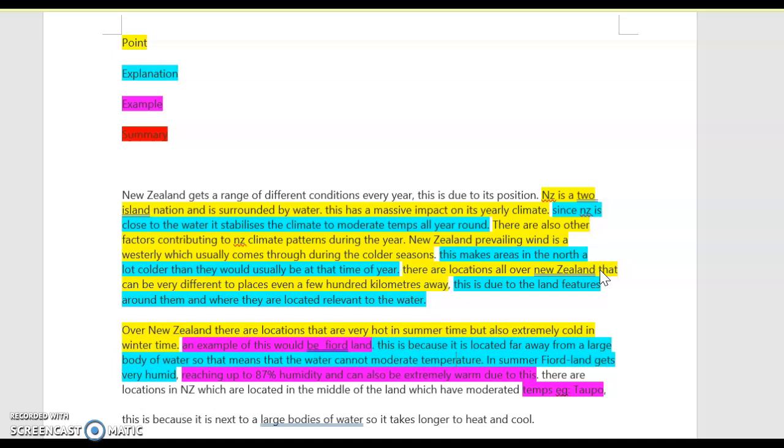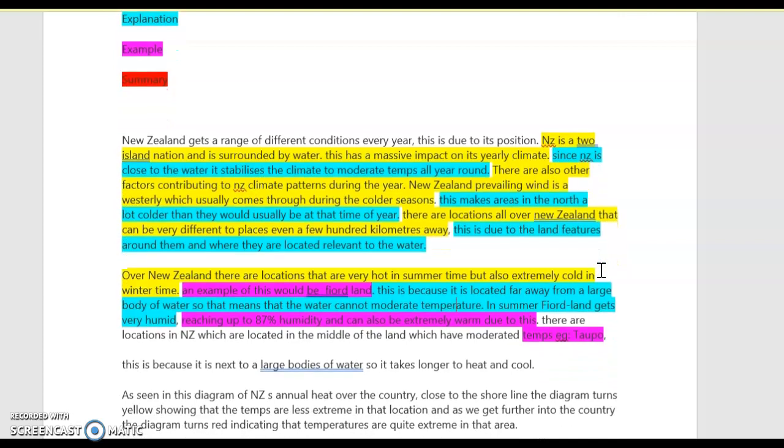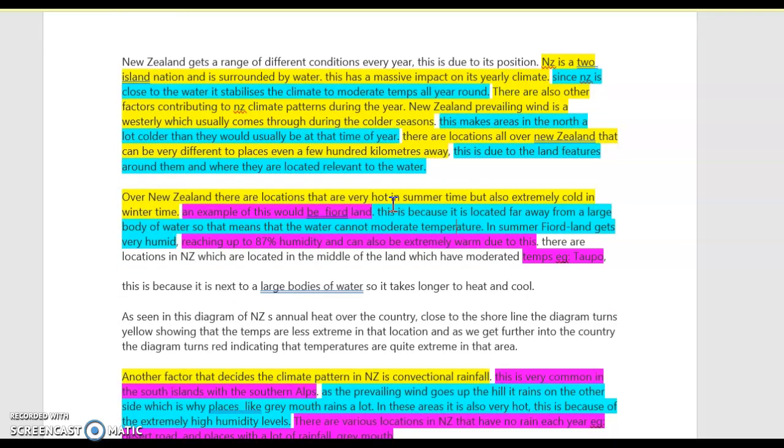However, he did then go on to another point. I would have liked to have seen him showing us an example about moderate temperatures and being near large bodies of water, and then summarizing that. But he goes on to another point, and that's okay. You still get marks, but you're missing out on marks in terms of getting to the depths of your answer, really showing off your knowledge, I like to say.